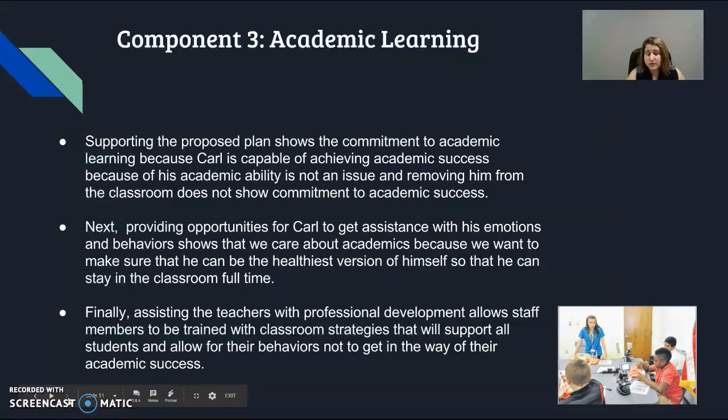And as a leader, as a principal, that is my job. My job is to make sure that I'm looking out for not only Carl, but I'm looking out for all the other students in that classroom. I'm looking out for the staff members and families, making sure that every person in our educational community can promote their own growth and success and be the healthiest version of themselves in the educational setting.